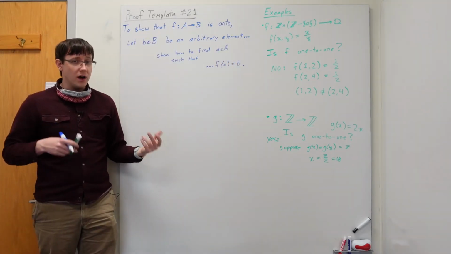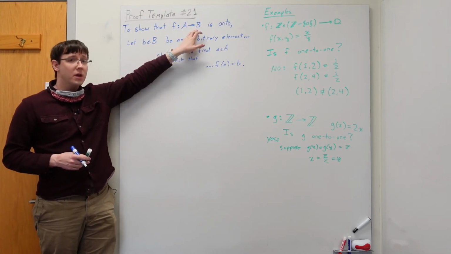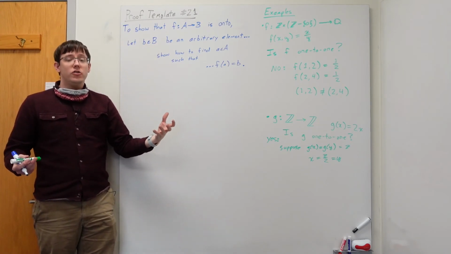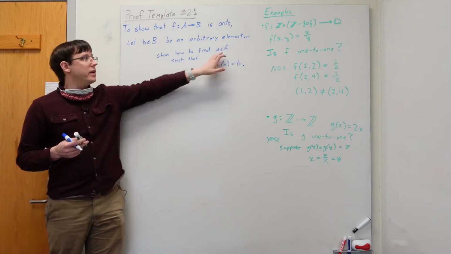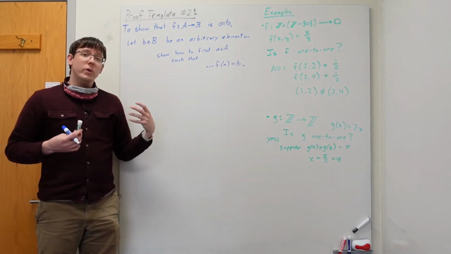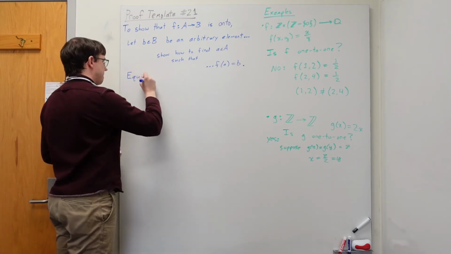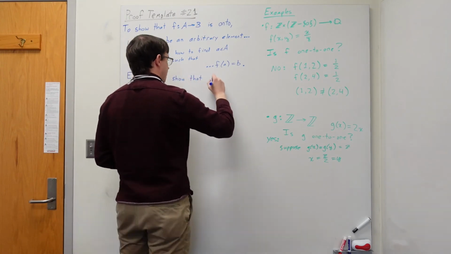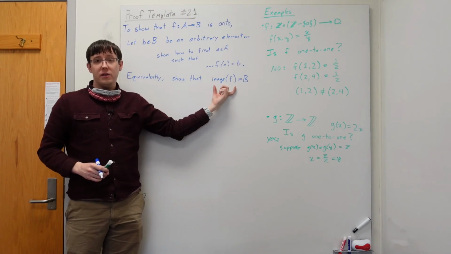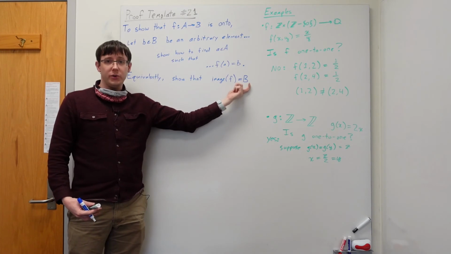To prove that a function is onto, we have to show that there is some way of outputting every element of b. So we can start with an arbitrary element of b and show how to construct the element of the input set that will produce b as an output. We can also think of this as a set equality proof, where we show that the image of the function, that is, the set of all things that can be outputs of the function, is equal to the set b.